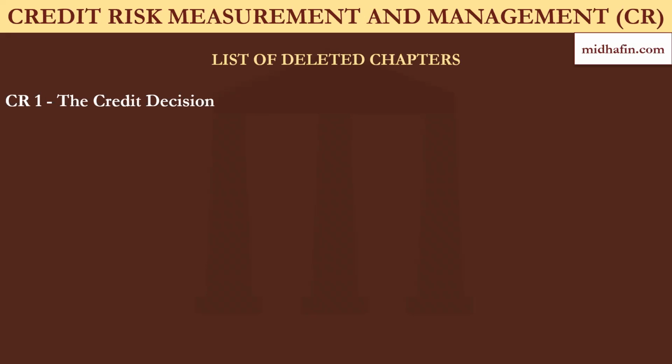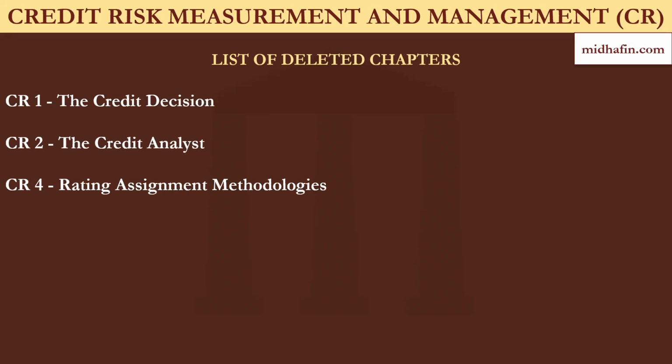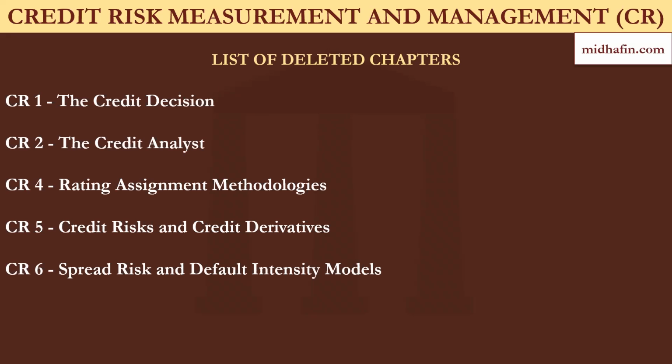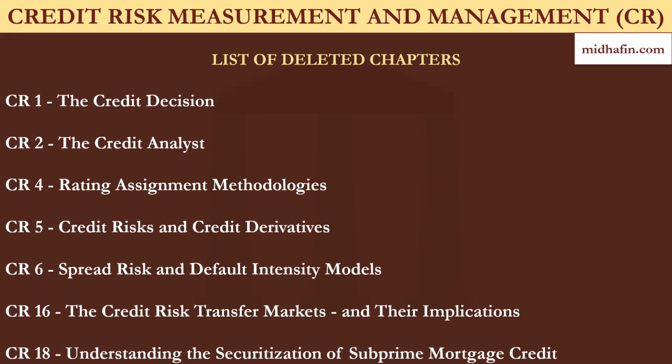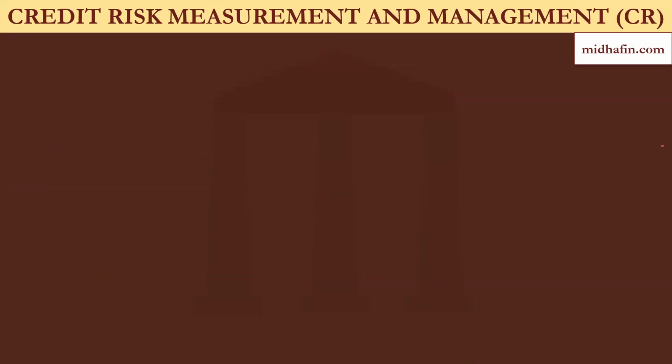The first chapter, credit decision, has been deleted. Then you have credit analyst, CR2. Then rating assignment methodologies, credit risks and credit derivatives has been deleted. Spread risk and default intensity models has been deleted. Credit transfer markets and their implications has been deleted. And finally, understanding the securitization of subprime mortgage credit has been deleted. So in total, 7 chapters have been deleted.